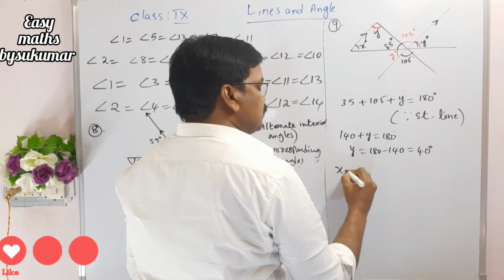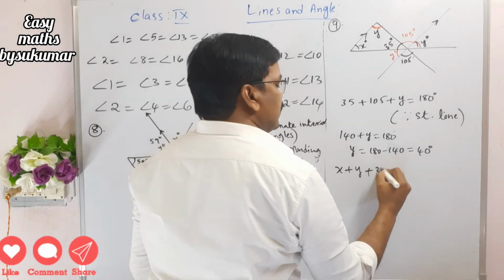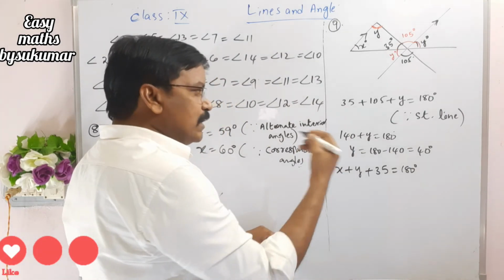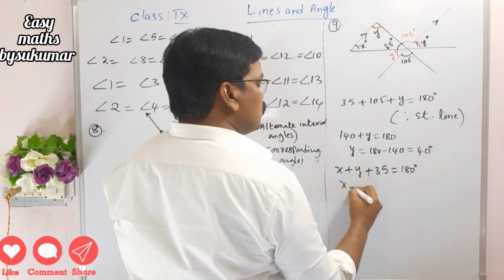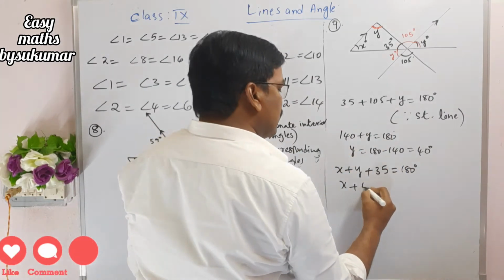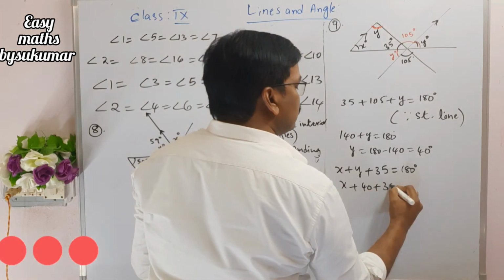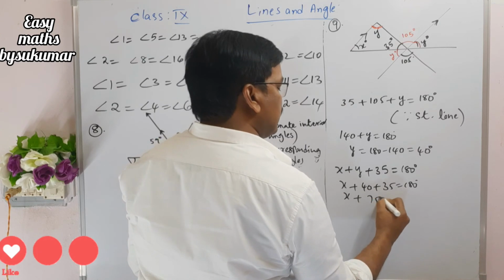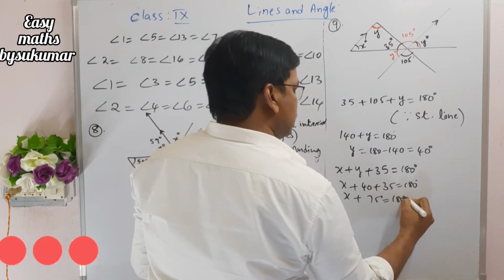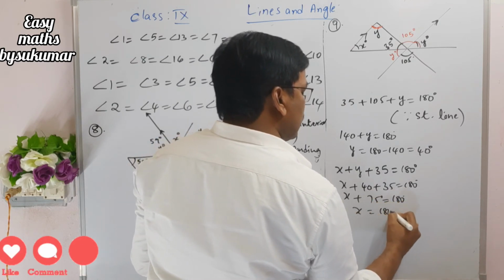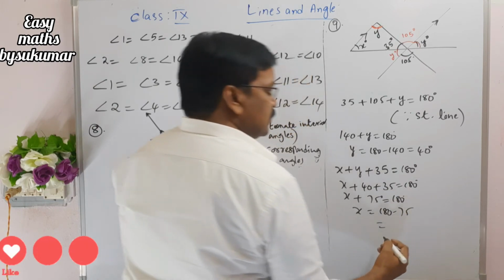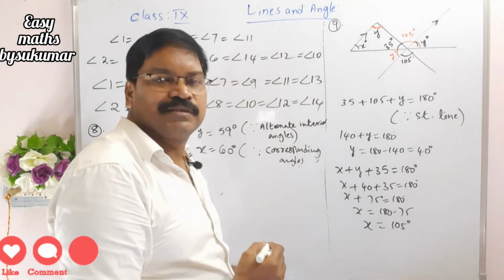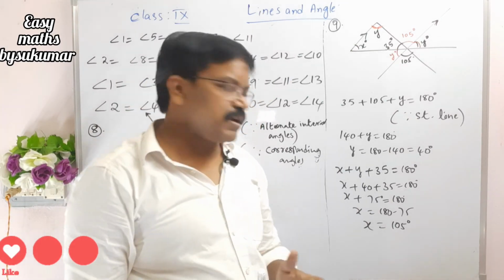So, that means x plus y plus 35 is equal to 180 degrees. So, what is x here? We don't know. But what is y here? 40. 40 plus 35, plus x is equal to 180. So, x plus 75 is equal to 180. So, x is equal to 180 minus 75. This is equal to 105 degrees. Therefore, the value of x is 105 degrees.